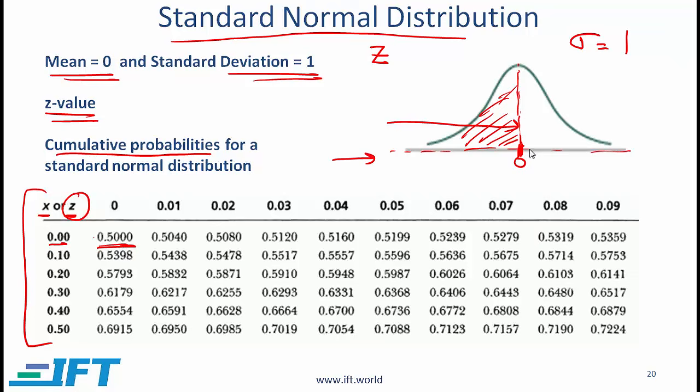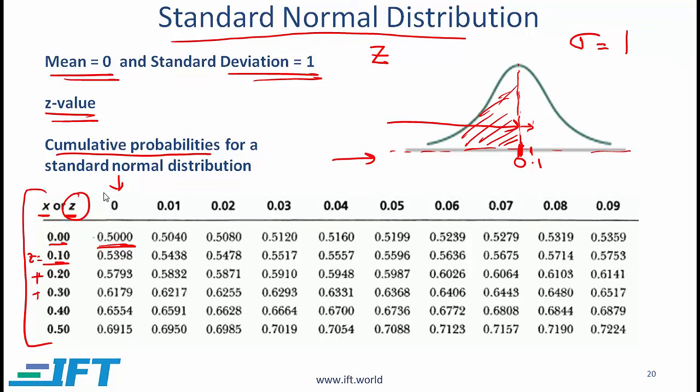If you go to 0.1, then we are at this point. So with a z value equal to 0.1, clearly the cumulative probability is going to be a little more than 0.5, and that number is 0.5398, and so on. As the z value increases, we will have a higher cumulative probability. So that explains this column.